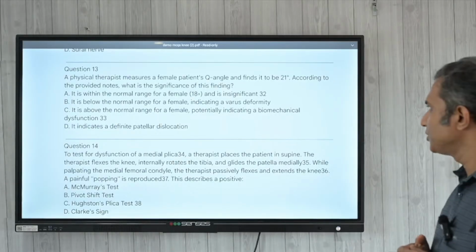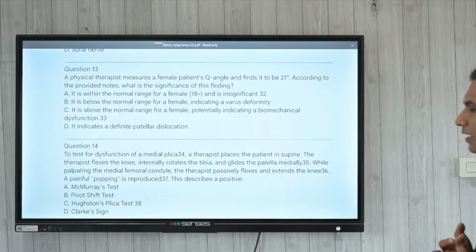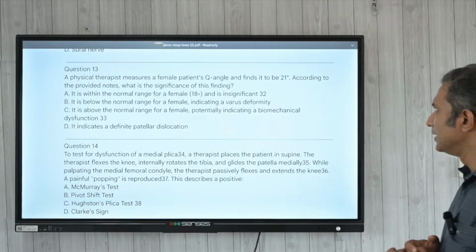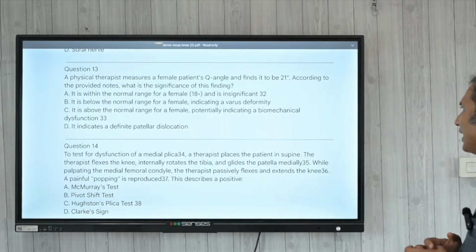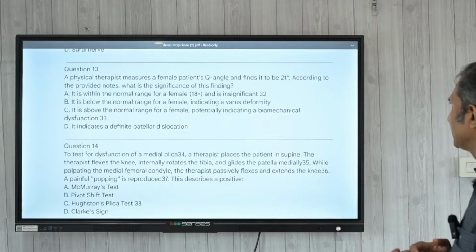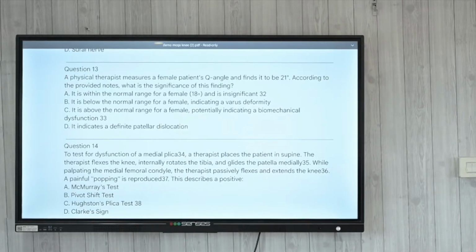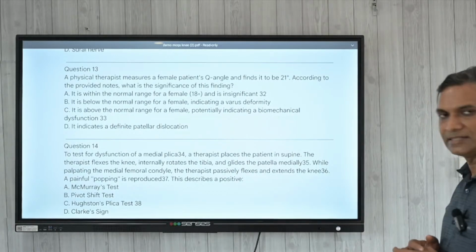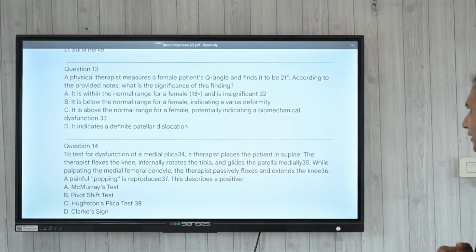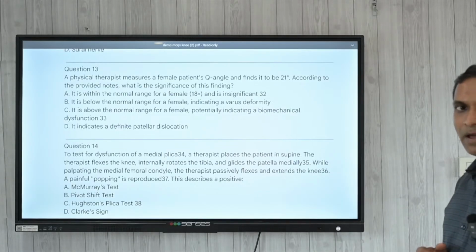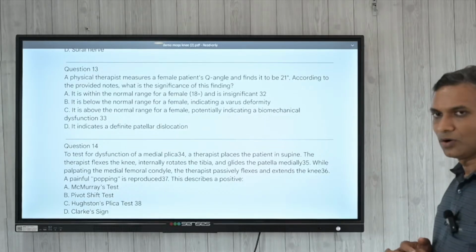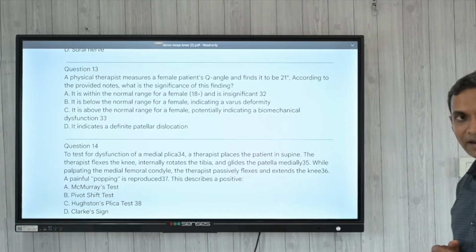A physical therapist measures the female patient's Q angle and finds it to be 21%. According to the reference range, what is the significance of this finding? A, it is within the normal range for a female and is insignificant. B, it is below the normal range for a female and indicates a varus deformity. C, it is above the normal range for a female patient and it indicates a biomechanical dysfunction. Option D, it indicates a patellar dislocation.